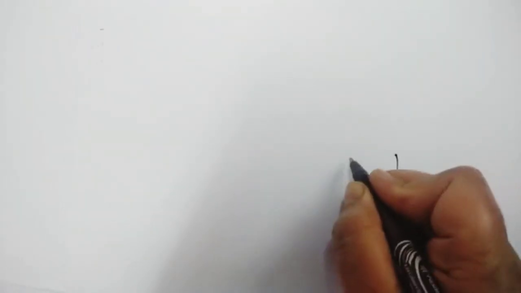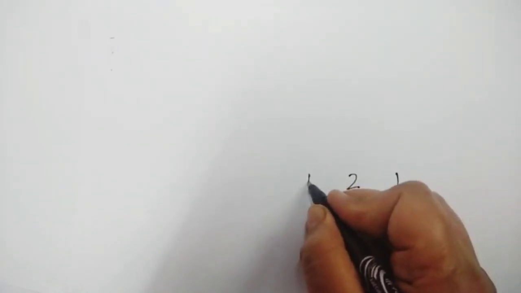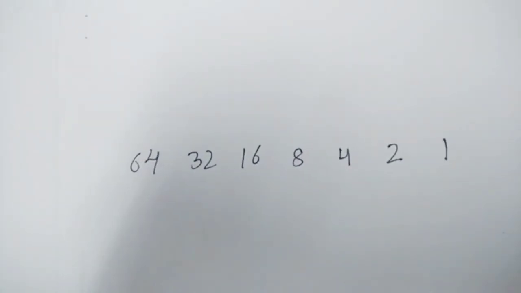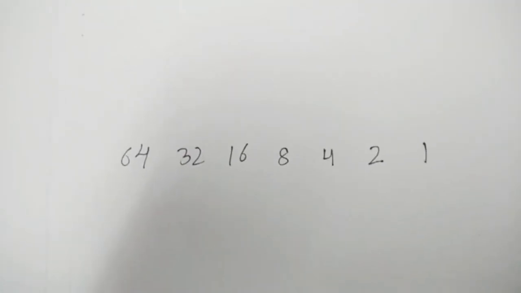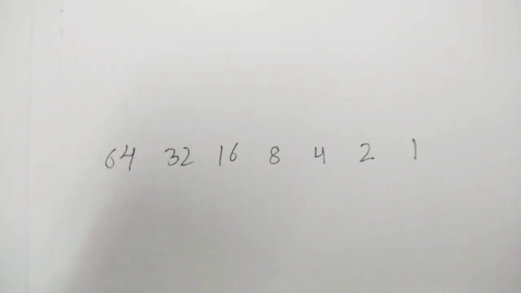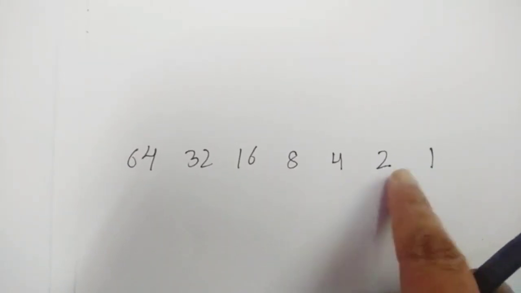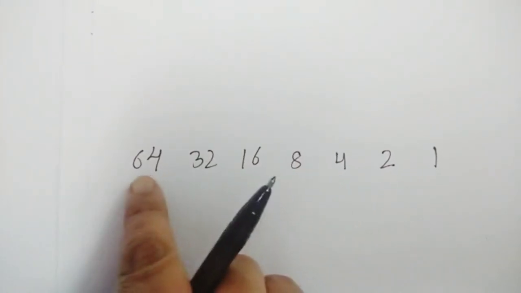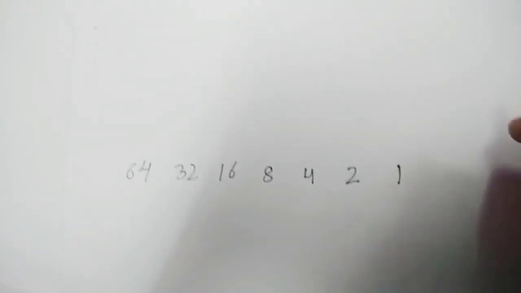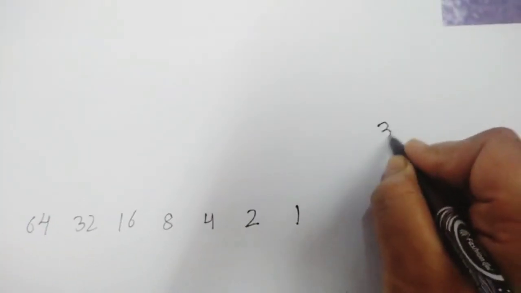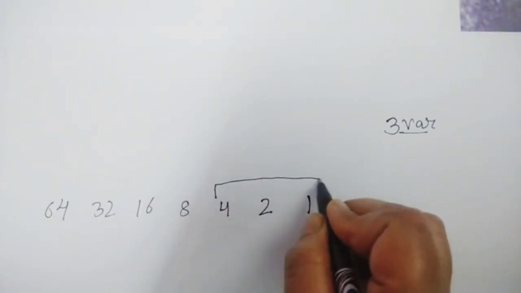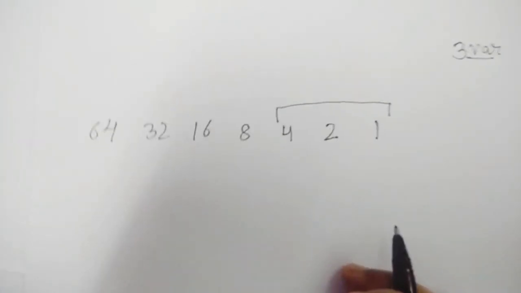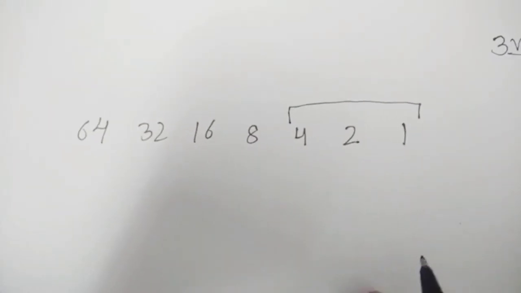Now see how powers of 2 are written. It is 1, 2, 4, 8, 16, 32, 64. Like this it will go on. From left hand side to right hand side, you will be writing all the powers: 1, 2, 4, 8, 16, 32, 64. Now tell me how many variables we are drawing. We are drawing the K-map for 3 variables. So you will pick up only the first 3. These 3.